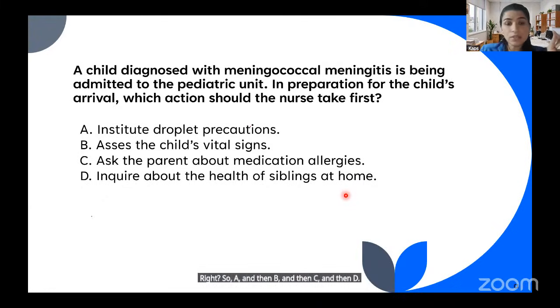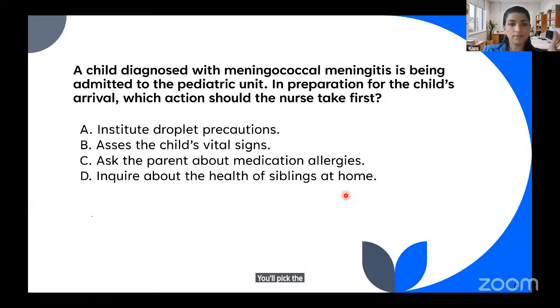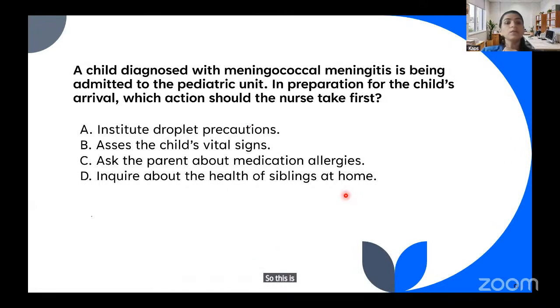Why did I tell you the sequence? Because if you don't have the A option, you pick the answer C, B in that case. What if A and B both are not there? The C will be relevant then. What if A, B, C is not relevant in there? Then D is the only left answer in that case, right? So this is how you think critically, how to solve the questions as well.